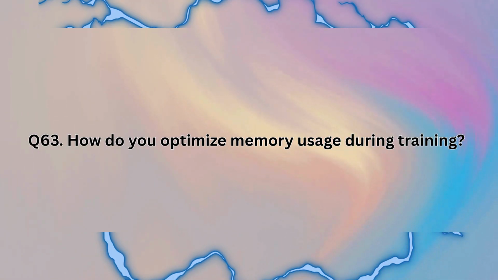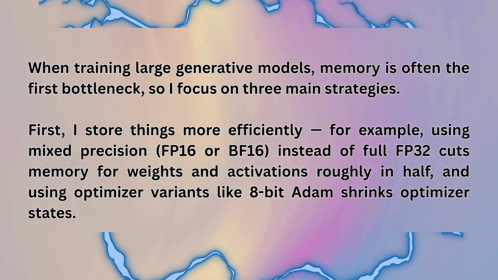How do you optimize memory usage during training? When training large generative models, memory is often the first bottleneck, so I focus on three main strategies. First, I store things more efficiently, for example, using mixed precision, FP16 or BF16, instead of full FP32 cuts memory for weights and activations roughly in half, and using optimizer variants like 8-bit Adam shrinks optimizer states.